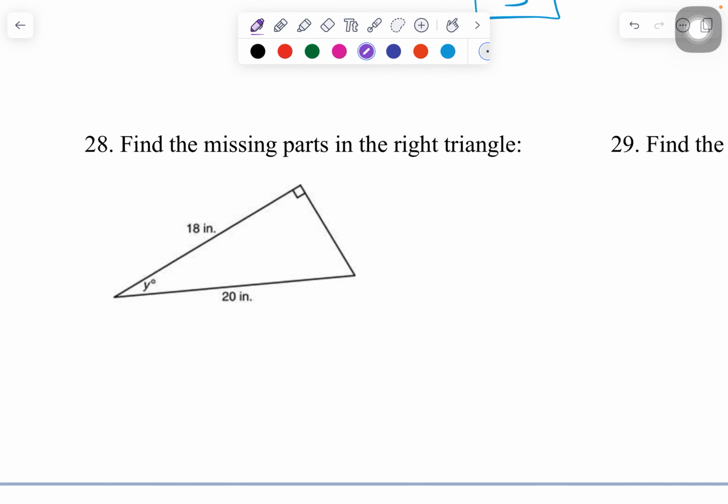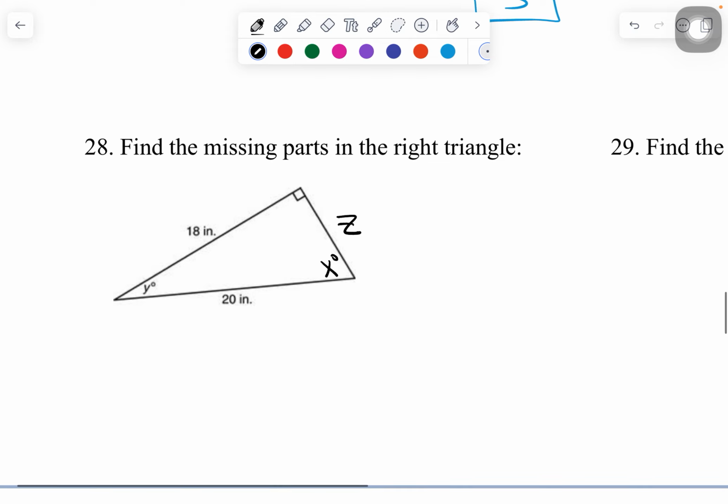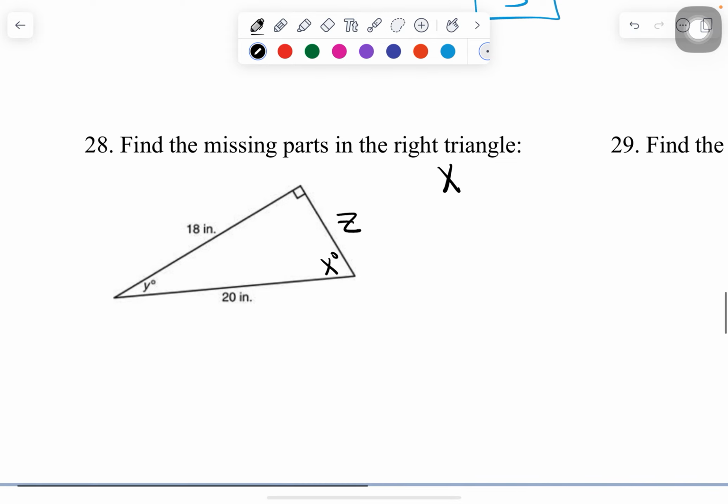Question number 28 says to find the missing parts in the right triangle. So I'm going to go ahead and label, let's see, this is X for angle, and we'll go ahead and put a Z here for the side. Let's put X here, Y here, and then Z here so I can keep track of my answers.